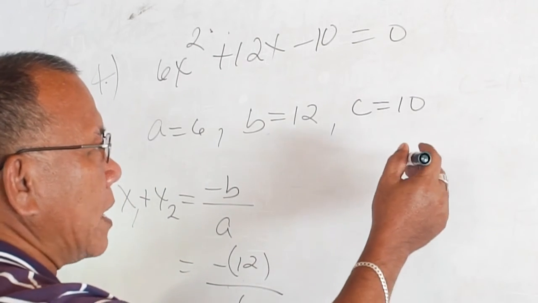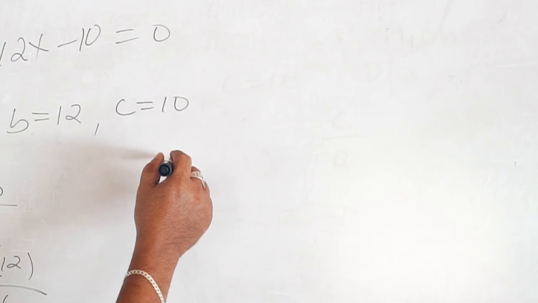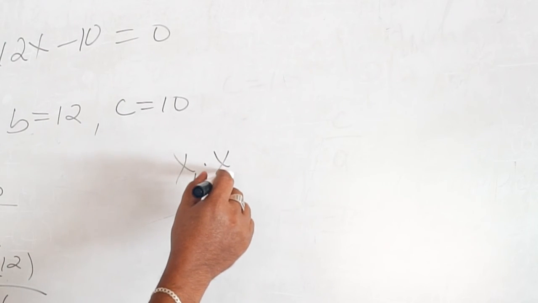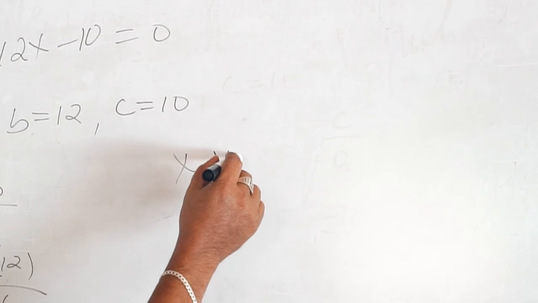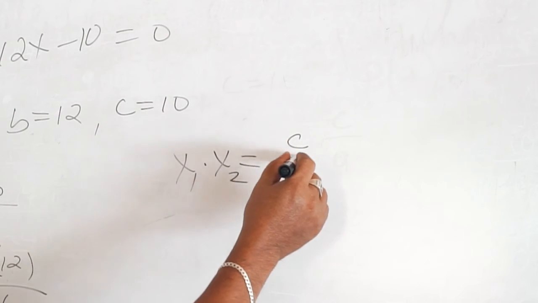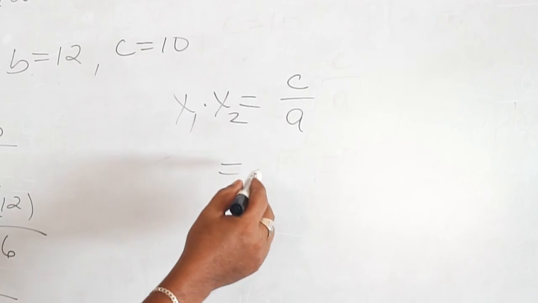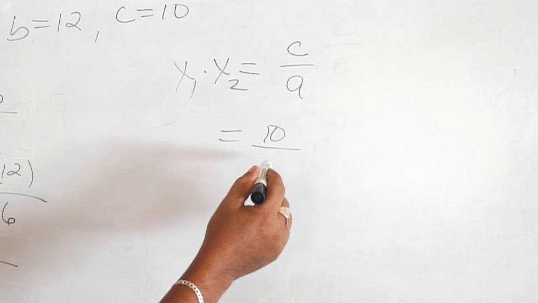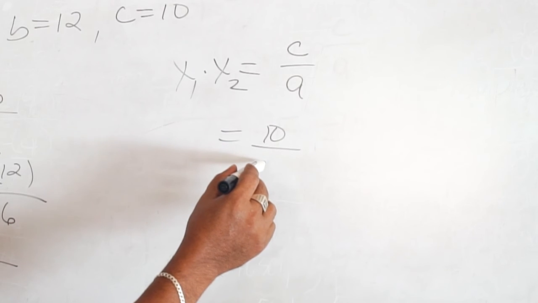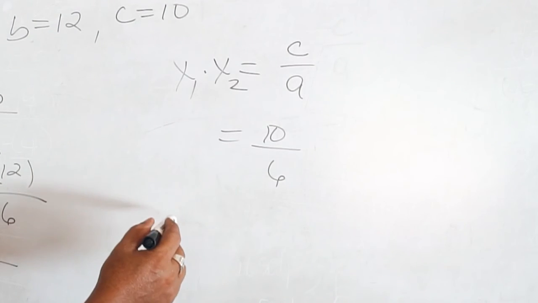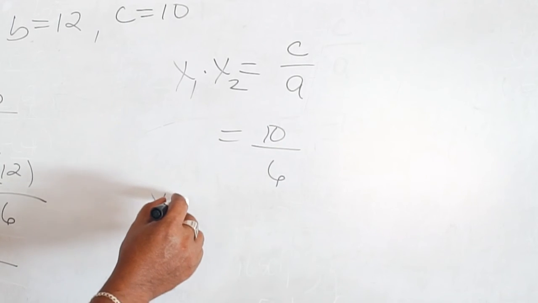Then, for the product, we have x sub 1 times x sub 2 equals c over a. The value of c is negative 10 and the value of a is 6. Then divide.